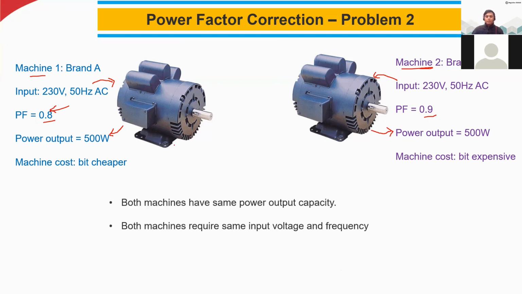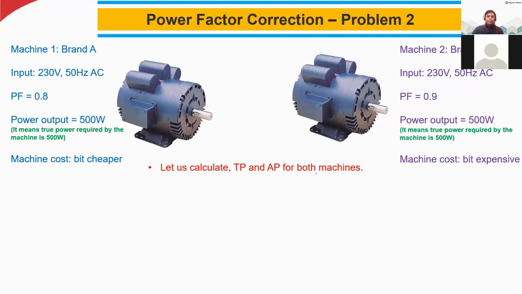So now the question is, first, both machines have the same power output capacity. Both machines require the same input voltage and frequency, right? Same input, same output, but the power factor is different. Here we have 0.8 and here we have 0.9. Because of this, what will happen? Let's see now. Now let us calculate the true power and apparent power for both machines.